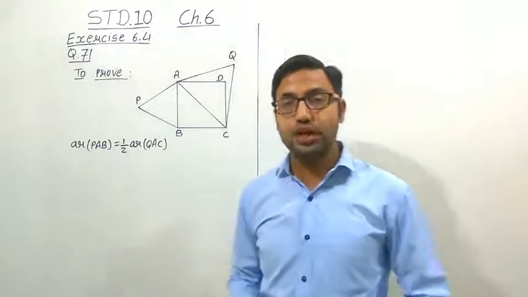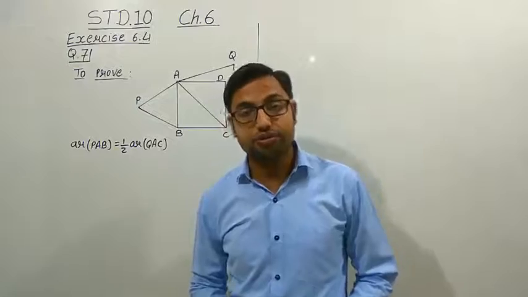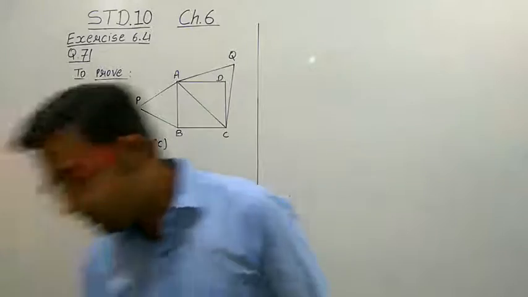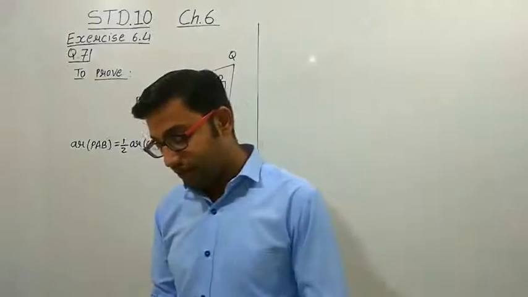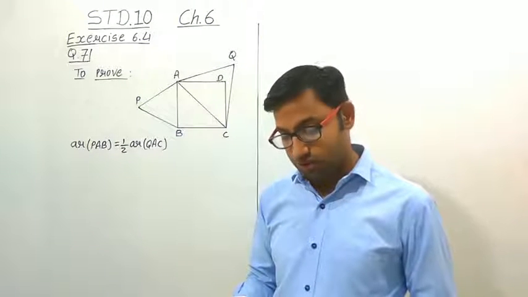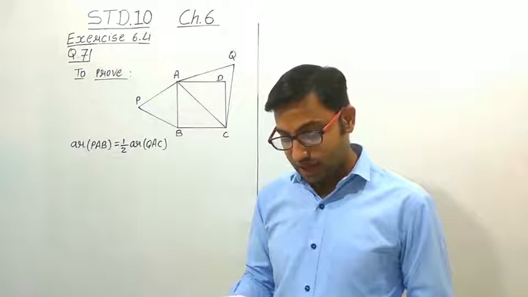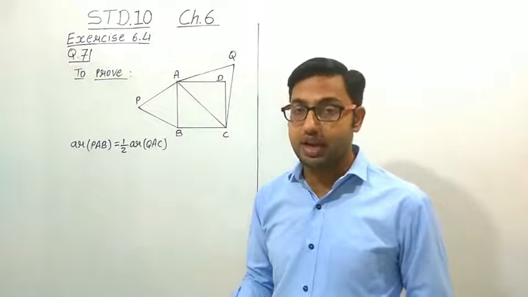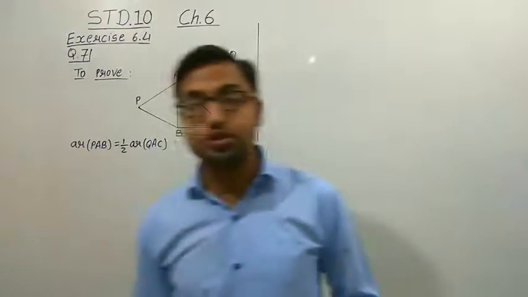Hello students, today we will study question number 7 of exercise 6.1. This is the topic of standard 10, chapter number 6, Triangles. So what is the question? Prove that the area of an equilateral triangle described on one side of a square is equal to half the area of the equilateral triangle described on one of its diagonals. One of its diagonals means one of the diagonals of the square.